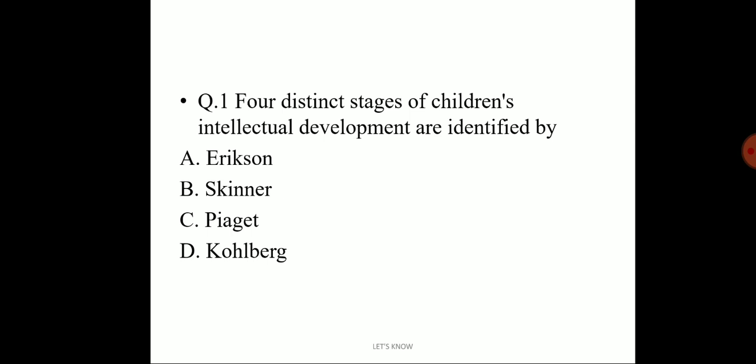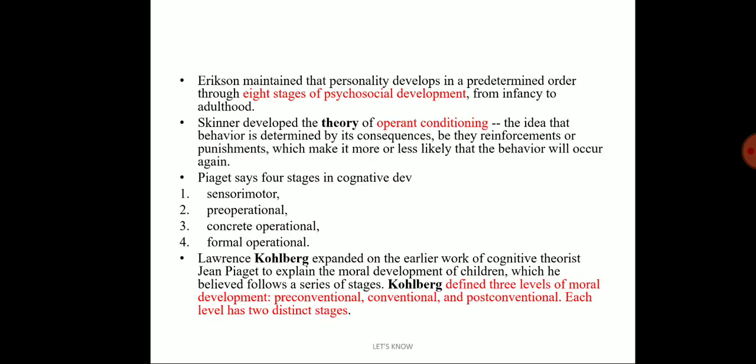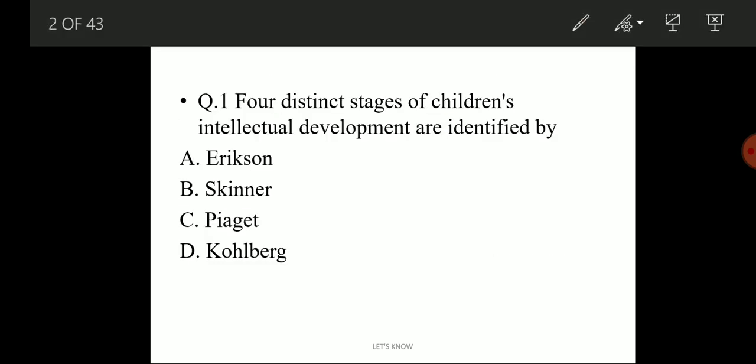Next, the option given is Kohlberg. He developed the theory of morality. In his theory, he provides 3 levels: pre-conventional, conventional, and post-conventional. Again, he divides each level into 2 stages. So here our correct option will be Piaget, as he has given 4 stages.